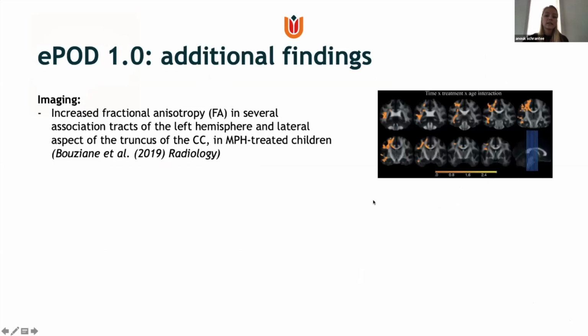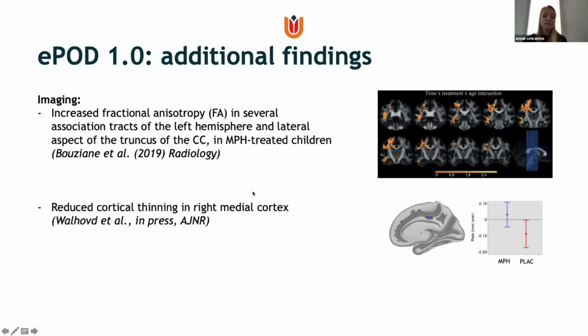So in addition to the pharmacological MRI response, we also obtained different imaging measures and cognitive tests, of which I will also share some results. So we measured diffusion tensor imaging to assess white matter integrity, and we found increased fractional anisotropy in several tracts in methylphenidate treated children, but again, not in placebo treated children or in adults. Similarly, we found reduced cortical thinning in the right medial prefrontal cortex in this group compared to other groups, which corroborates previous findings from Shaw et al.